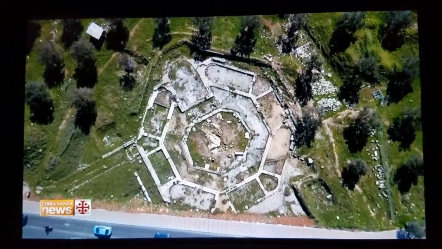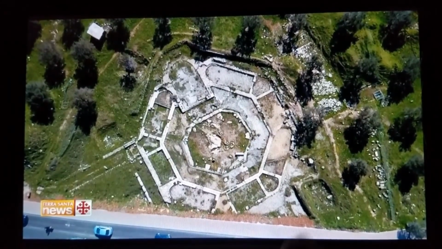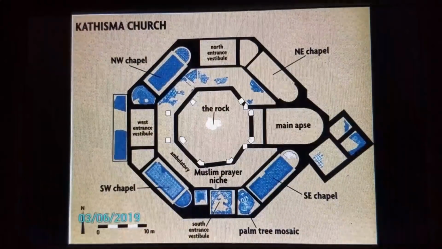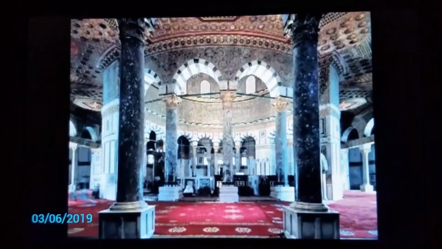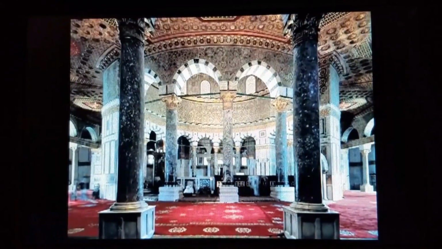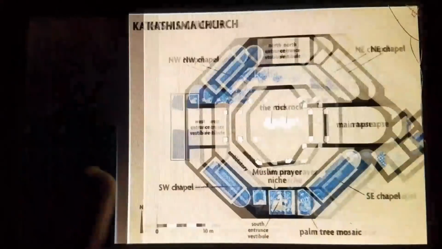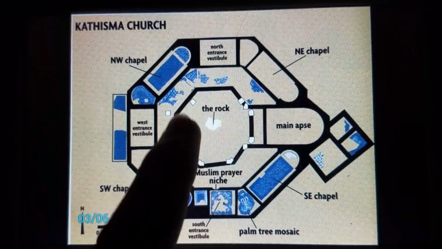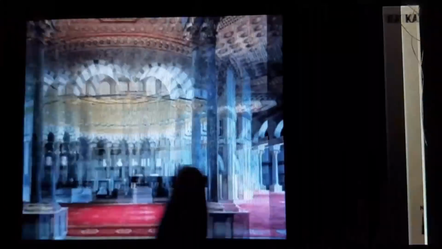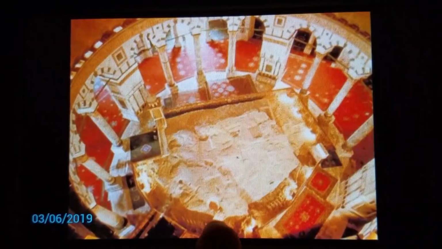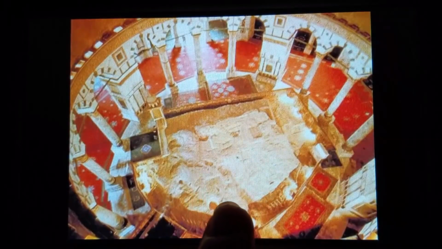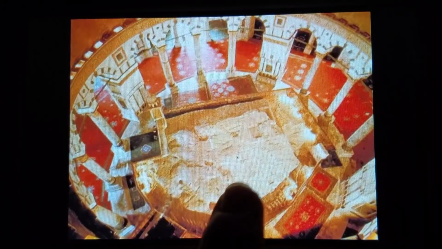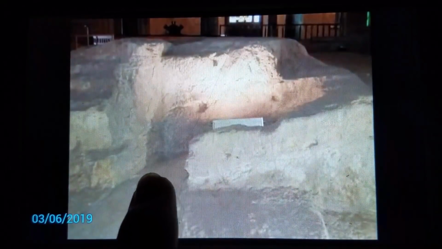Again, here's Kathisma Church. Again, the features, the rock, our layout. And now let's compare this to the Dome of the Rock. This is the inside of the Dome of the Rock with the round structure inside, similar to this layer. And then we have what's called the foundation stone. The Jews call it that. I forget what it's called in Arabic. That's the stone in the middle. Here are some views of it.